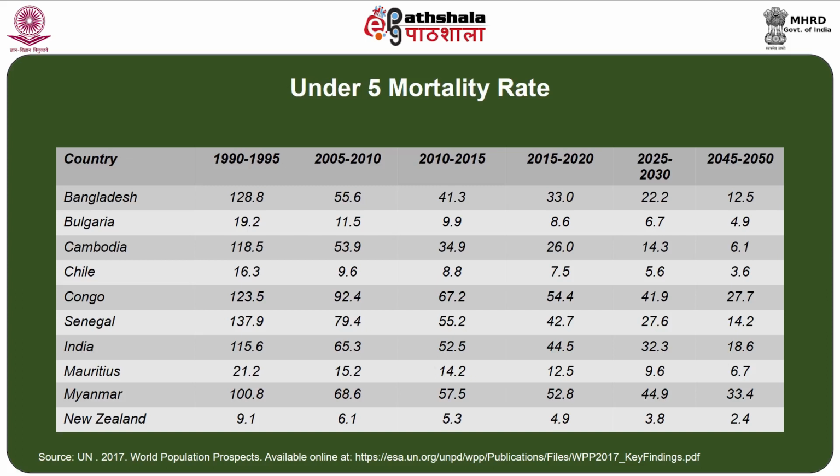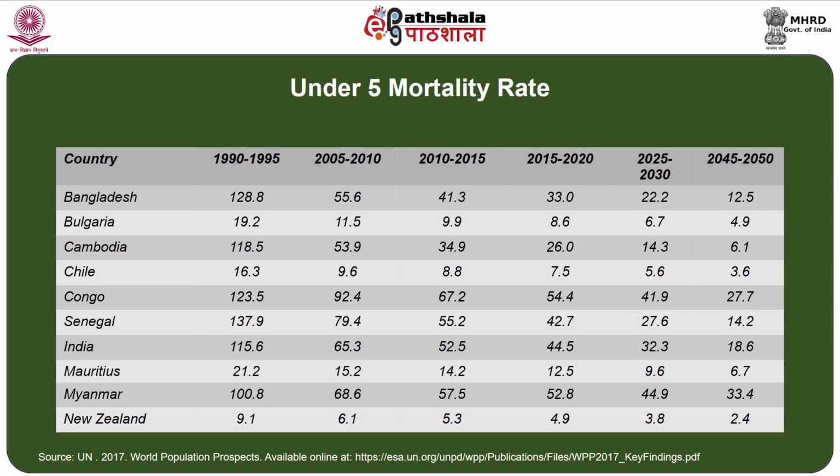In Bangladesh, Cambodia, India and Congo, the under 5 mortality rate was above 100 in 1990 to 95, which has declined considerably, as the data for 2010 to 2015 shows, to below 70, with Bangladesh around 41.3, Cambodia around 34.9, India at 52.5 and Congo at 67.2. The projections for the period 2025 to 2030 for these countries are even lower, at 22.2 for Bangladesh, Cambodia 14.3, Congo 41.9 and India 32.3.